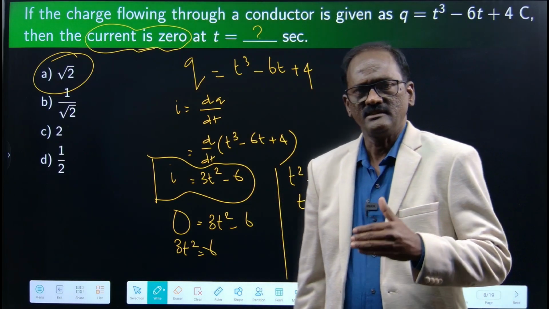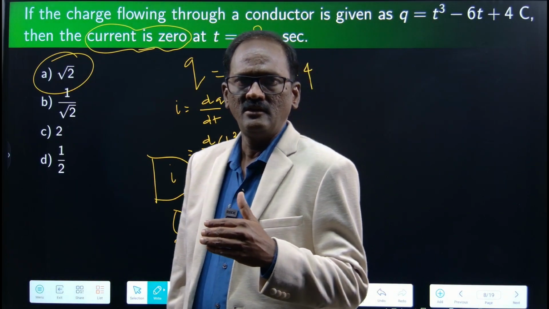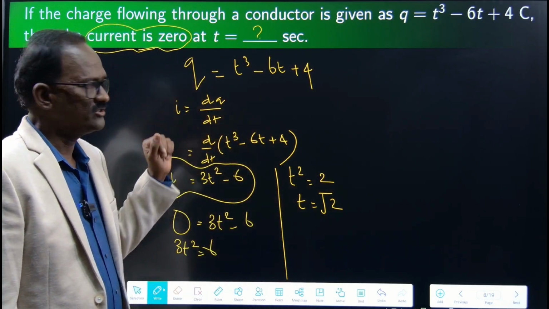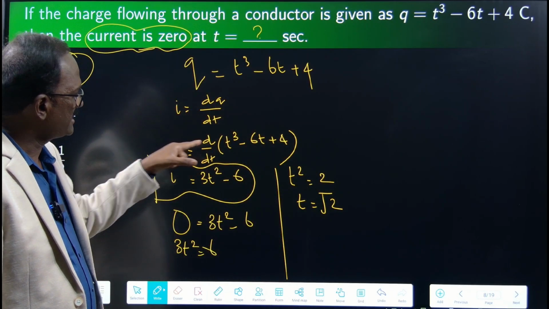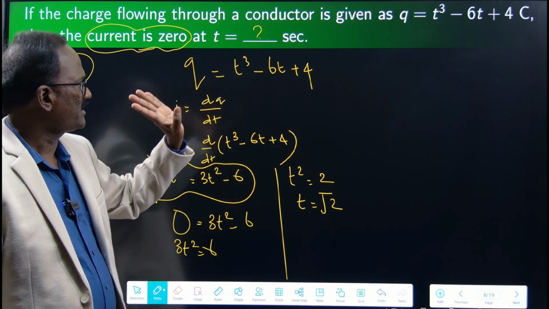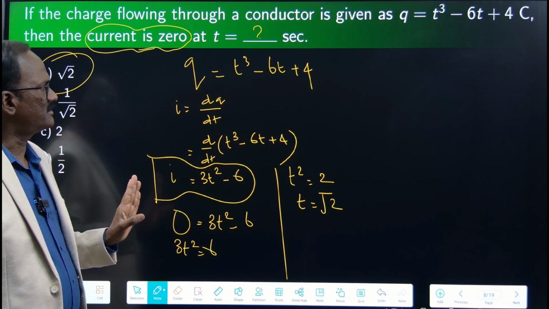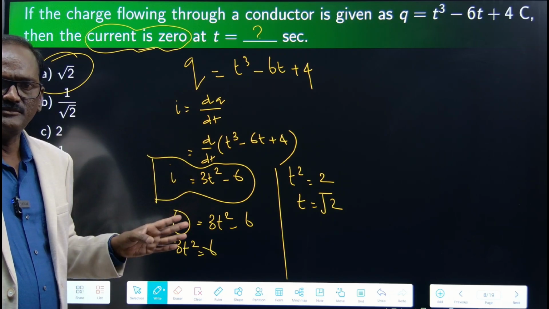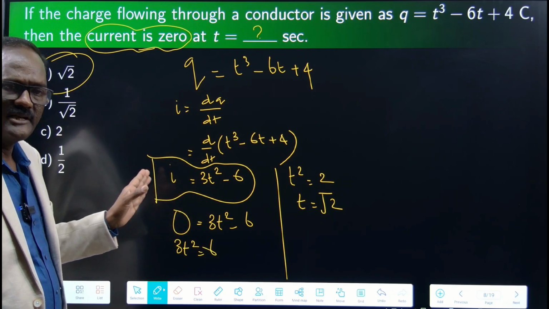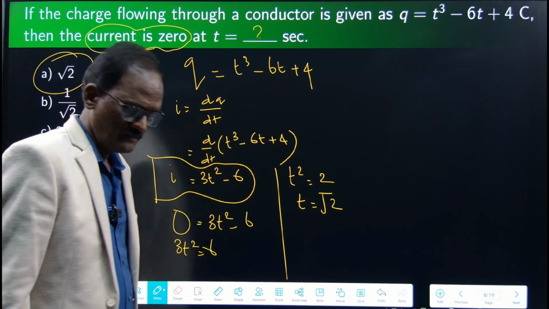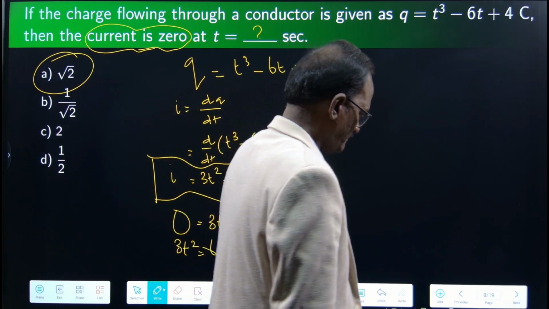Q is given as one time equation. With respect to time, Q is varying. Find I in terms of t. Q in terms of time is given. Then make I equal to 0. Simple. The idea is important. You will get the time equation. Then equate it to 0 and find the value of t.